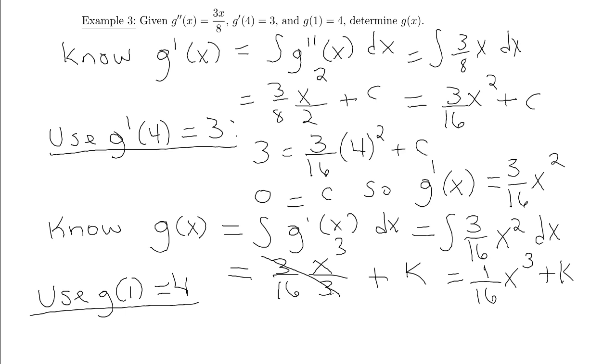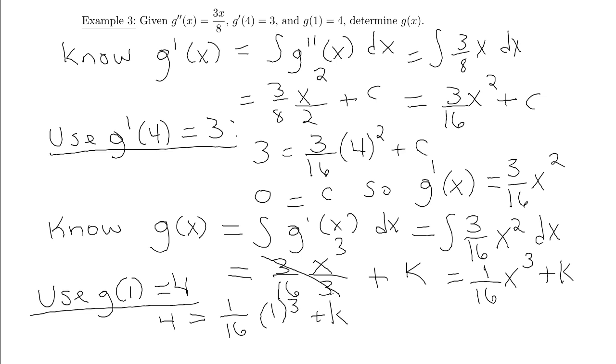So I couldn't have used this earlier when I found g prime of x, because this is not information about g prime, right? This is information about g. It tells us that g of 1 is equal to 4. So plugging this in, I have that 4 is equal to 1 over 16 times 1 to the power of 3 plus k.